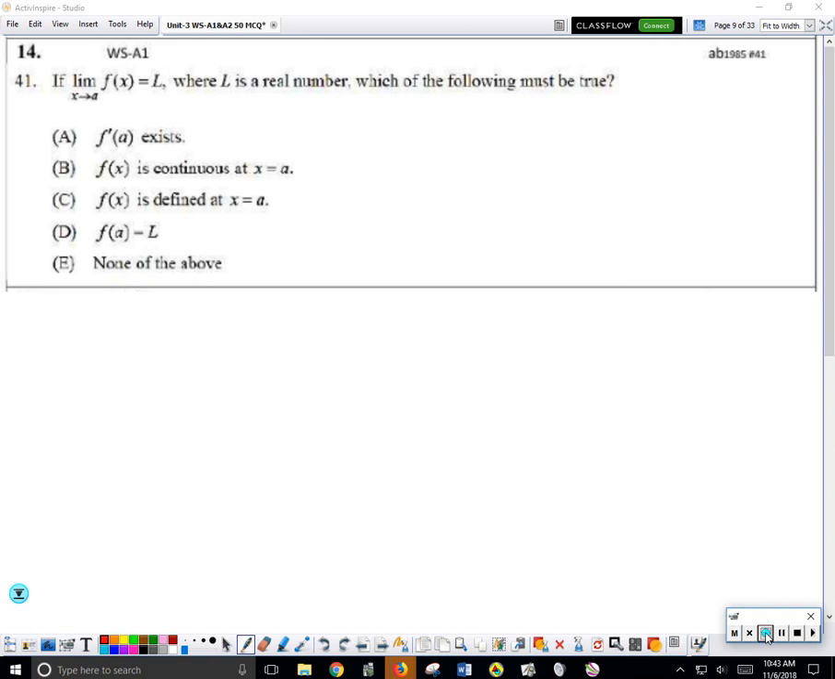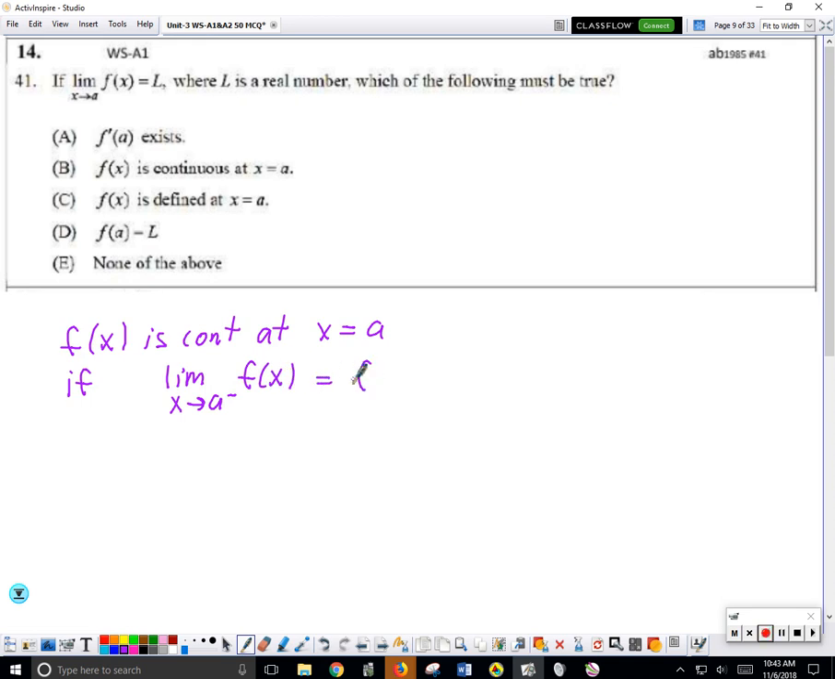Then it says, is f continuous at x equal a? I can answer this because I have a flashcard that reminds me of the following. f is continuous at x equal a if the limit as x approaches a from the left is the same as the value of the function at a, which is the same as the limit as x approaches a from the right. Does that seem familiar? So you need to have that flashcard for sure.